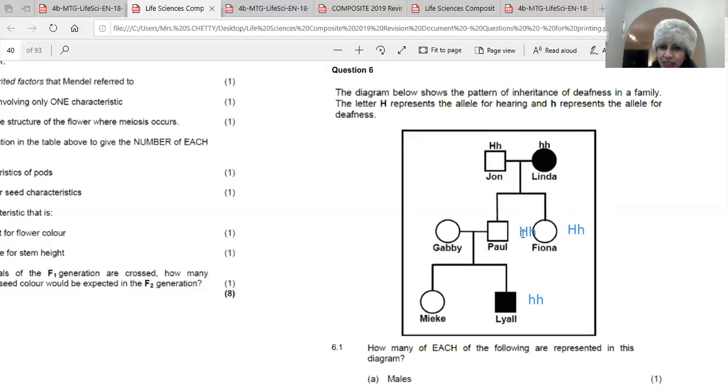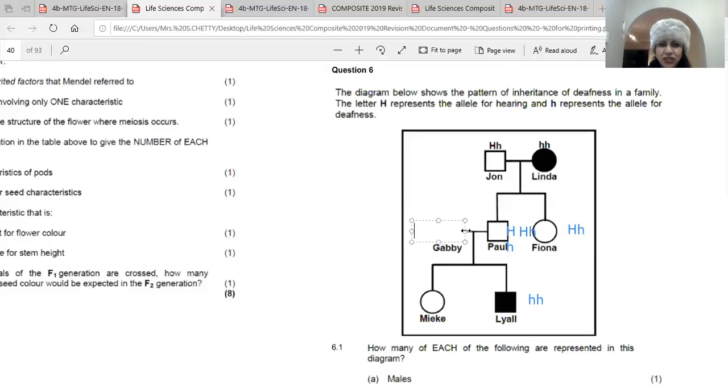Now, Paul, who is capital H small h, my darlings. All right, let me just write it out one more time. Paul, who is capital H small h, gets married to Gabby, who is also normal. But they land up with a child who is small h small h. So Paul has a child who is small h small h with Gabby. Now, he would give the small h to Lyle, because he gives one of his alleles. So where would the other small h come from? Gabby.